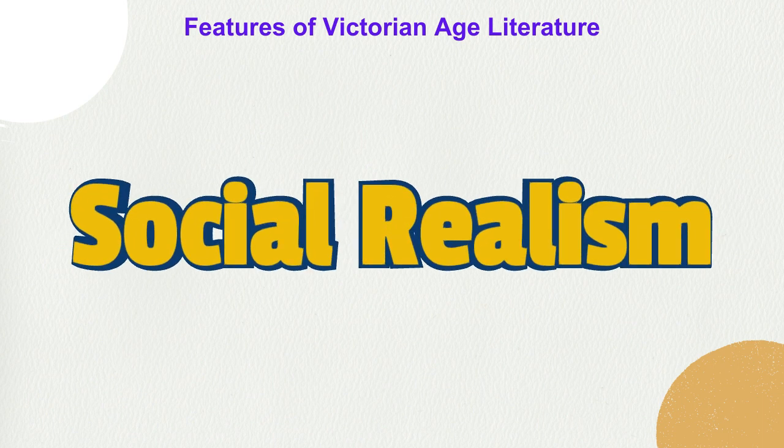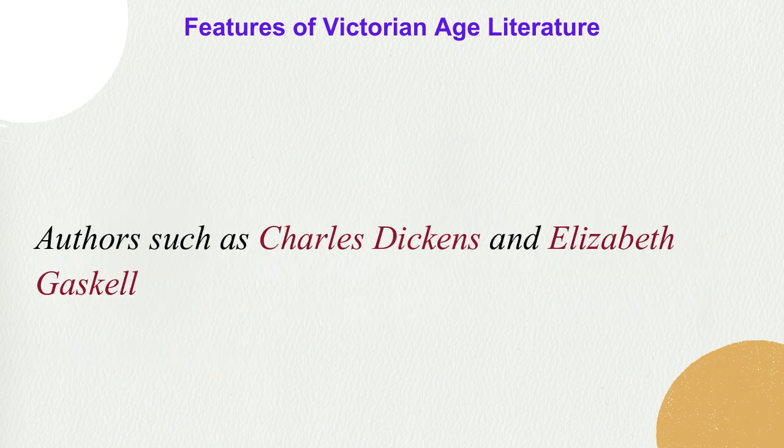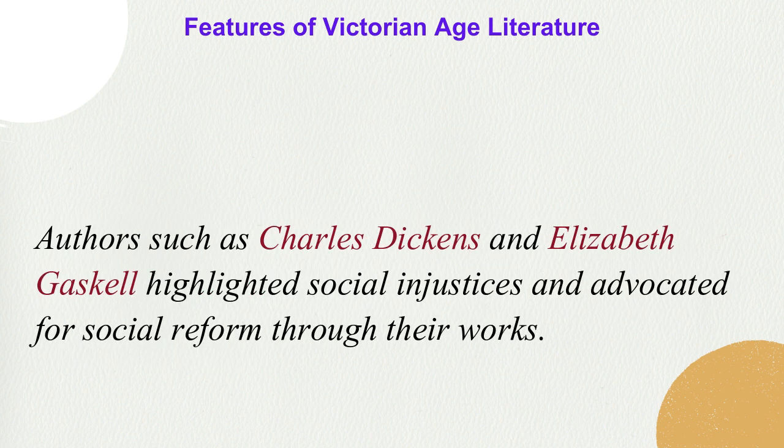Social realism. Victorian literature often portrayed the realities of society, including the struggles of the working class, industrialization, poverty, and the impact of rapid societal changes. Authors such as Charles Dickens and Elizabeth Gaskell highlighted social injustices and advocated for social reform through their works.